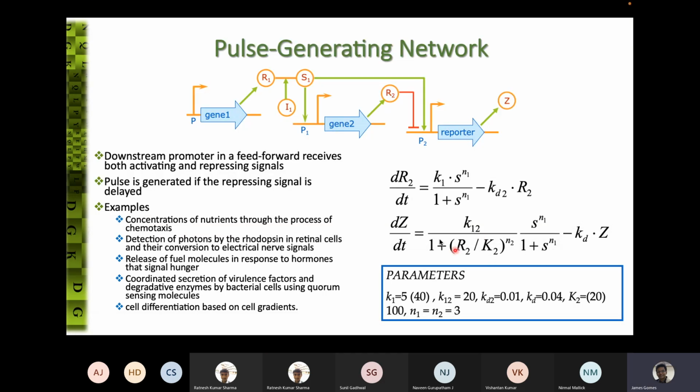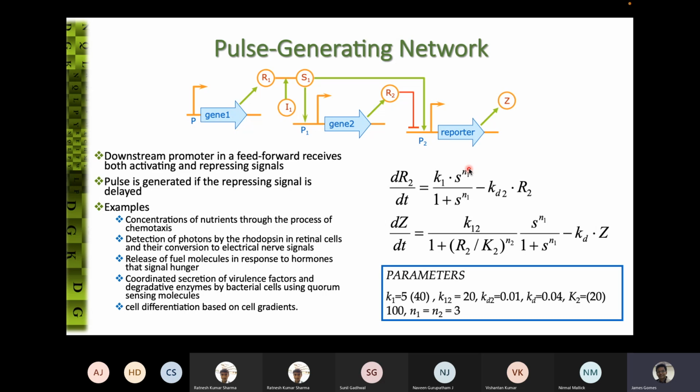If you look at this one, we know that the Hill equation has a certain structure, right? Let's look at R2, which is R2 based on S1. We know that S1 is activating, so we'll get this kind of structure: K1 S to the N1 divided by 1 plus S to the N1. Now N1 has to be defined from the experiment.